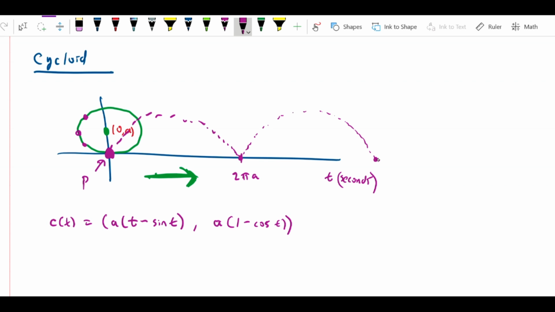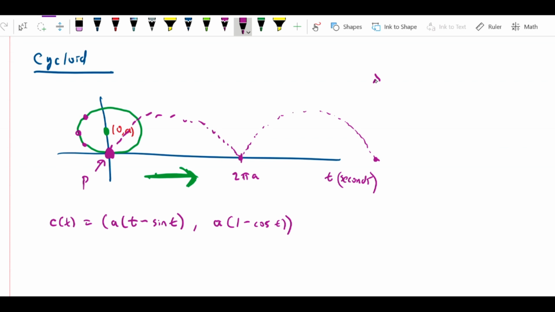So the thing to understand is that the wheel is rolling to the right at a rate of a t. In other words, for every second the wheel moves a units to the right. But if you can imagine this purple dot, it's being kicked a little bit to the left even as the wheel rolls to the right. That's going to follow a trigonometric function.